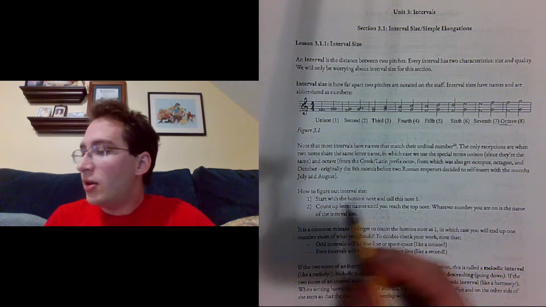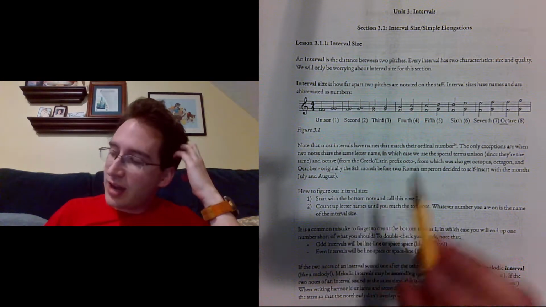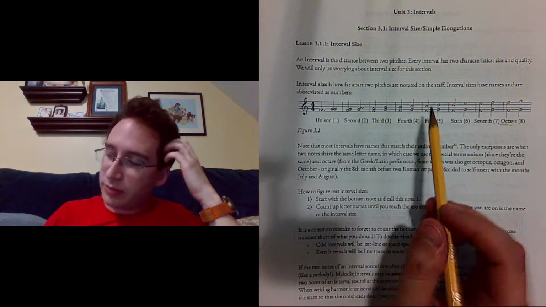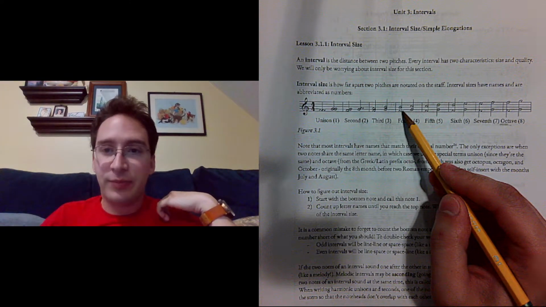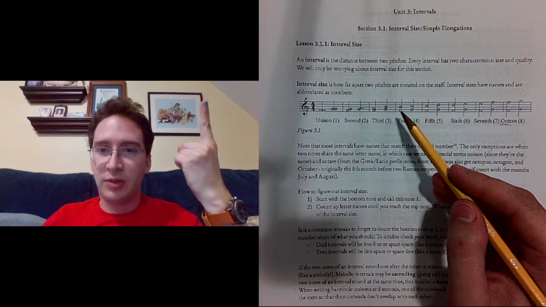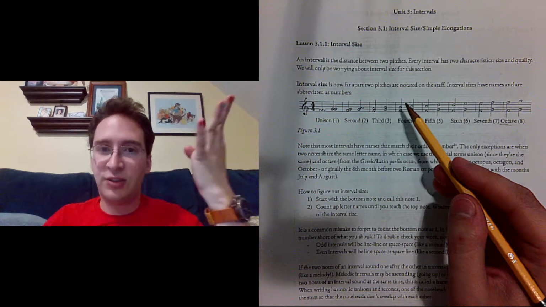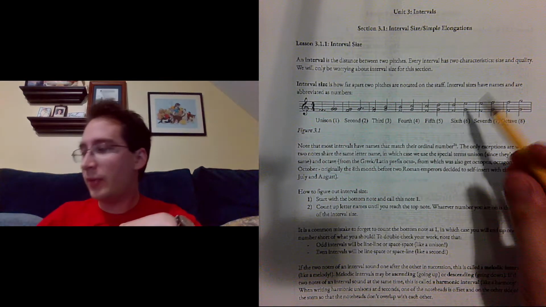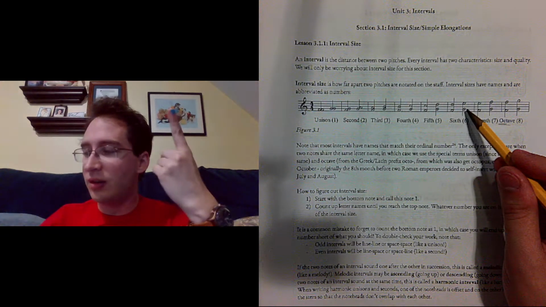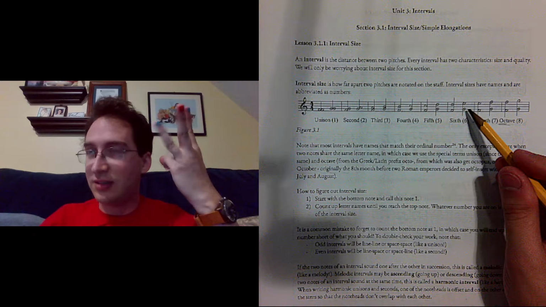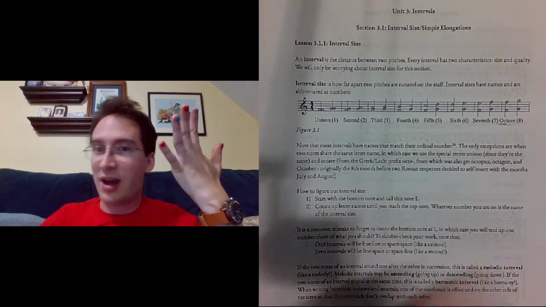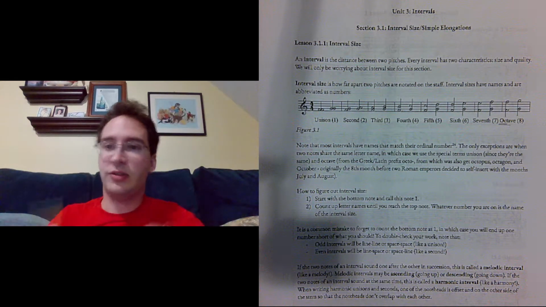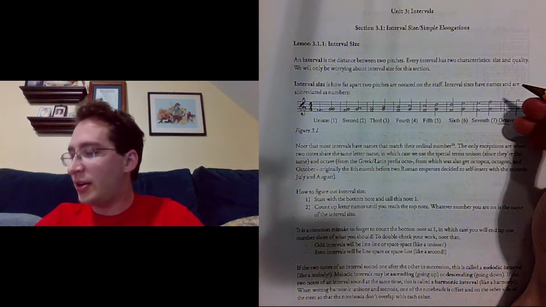Anyway, so how to figure out interval size? Start with the bottom note and call it 1. So here the bottom note is F. So we call F 1, G is 2, A is 3, B is 4. That's a fourth. Another example, G is 1, A is 2, B is 3, C is 4, D is 5, E is 6. So that's a sixth. That's all you got to do.